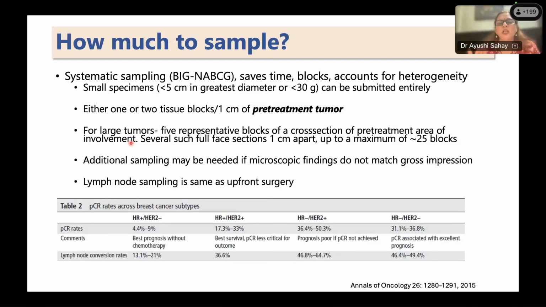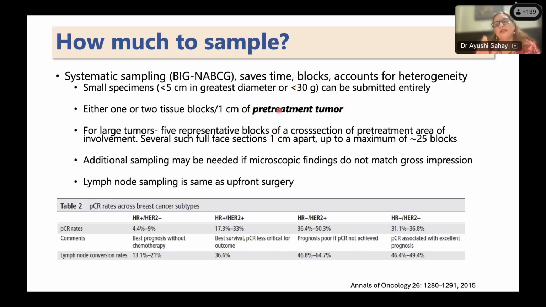If you have a small specimen, less than 5 centimeters in size, you can submit the specimen entirely, because that way you can be completely sure that there is no residual tumor. Otherwise, the recommendation is to give 1 or 2 tissue blocks, preferably 2, per centimeter of the pre-treatment tumor size. You have to remember that this is as per the pre-treatment tumor size.